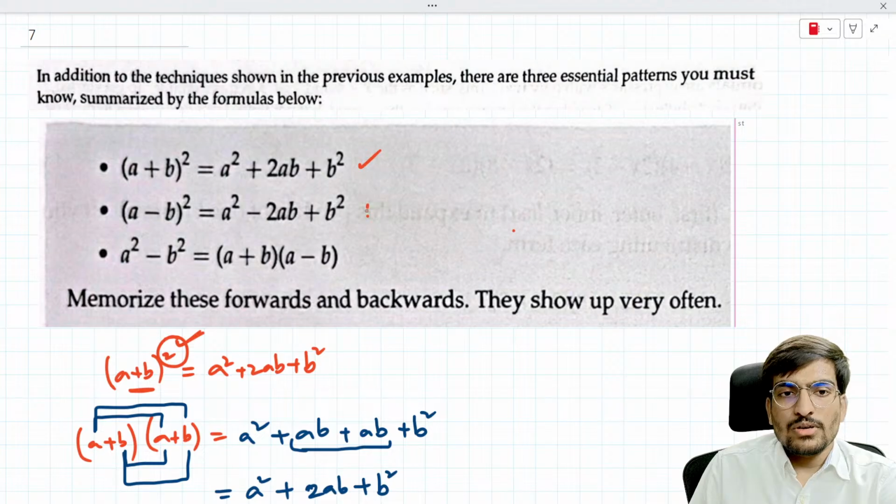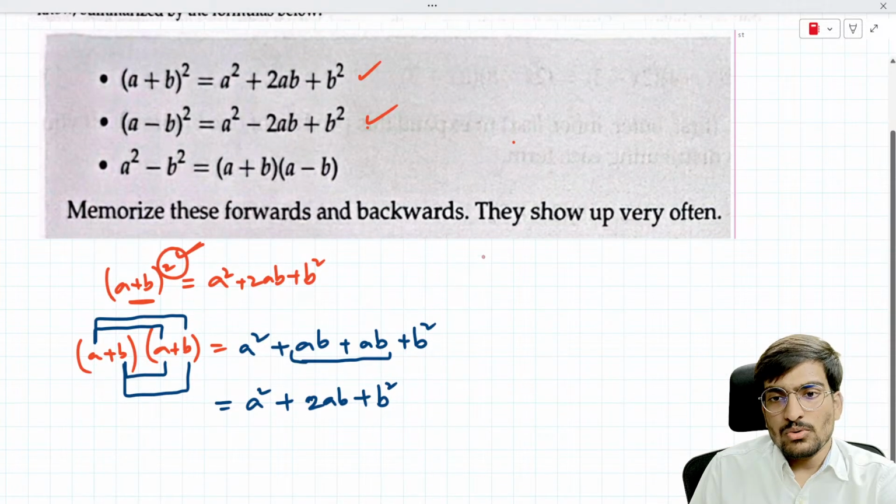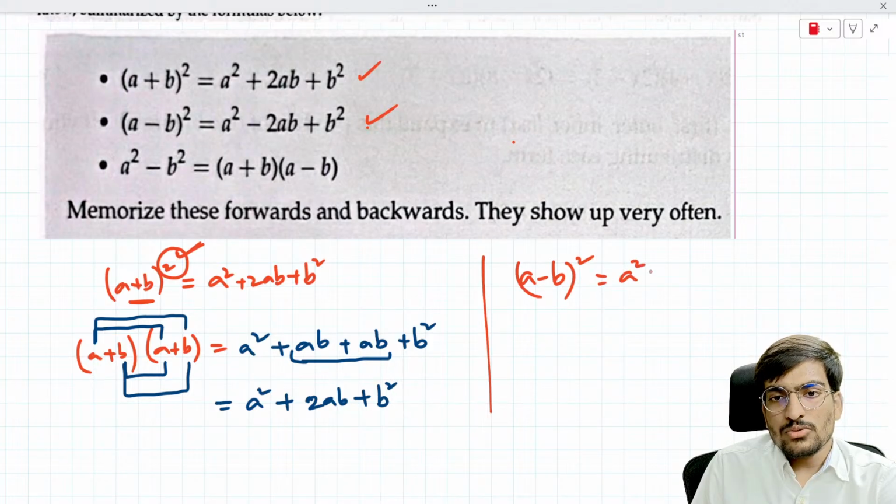Same for a minus b whole square as well. Let me do that as well. So what do we get? a minus b whole square equals, we have a square minus 2ab plus b square.